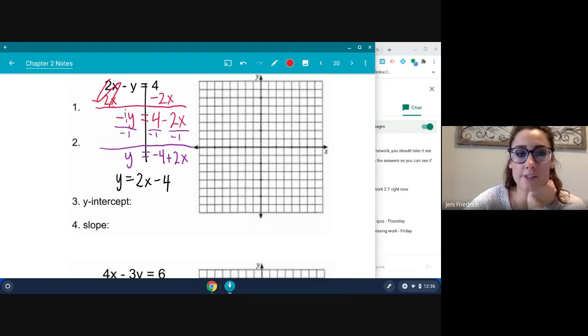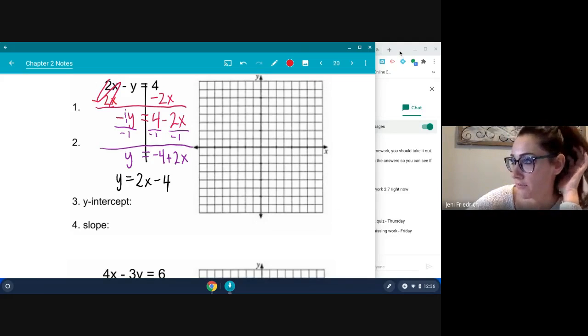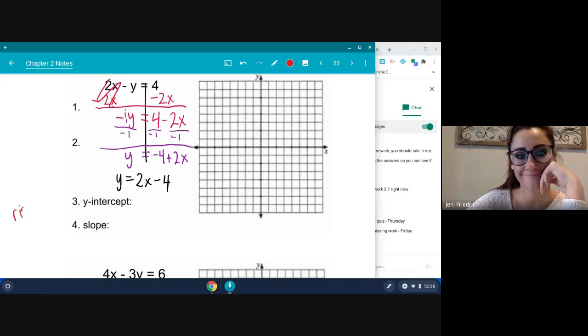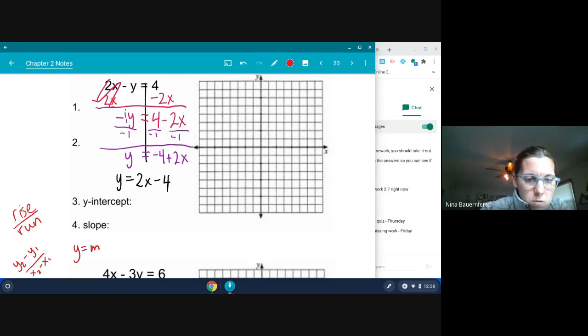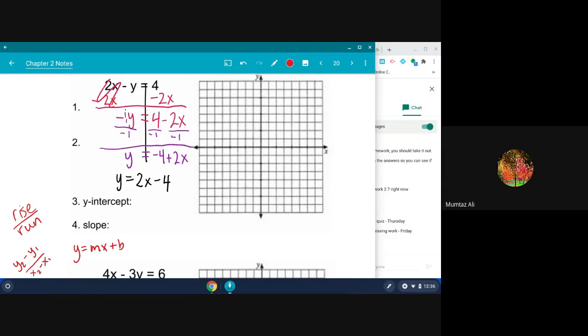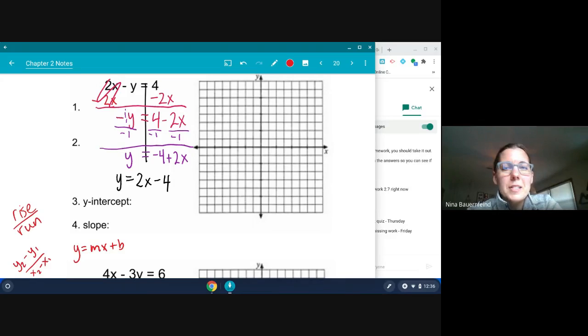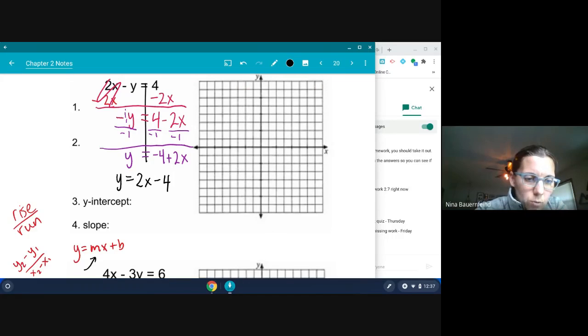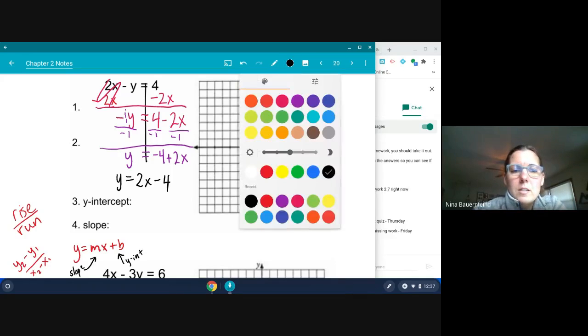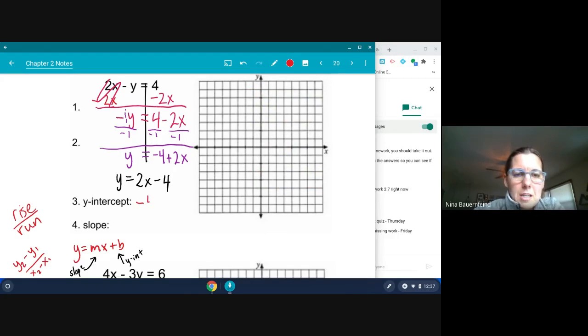Miss Nina, what is the slope formula again, or the equation? Oh, I'm sorry. It's y equals mx plus b. Is it 2, the y-intercept? The y-intercept is actually the other one. -4? Yeah. So the one with the x is always the slope, and the one without is the y-intercept. So for us, the y-intercept is -4.